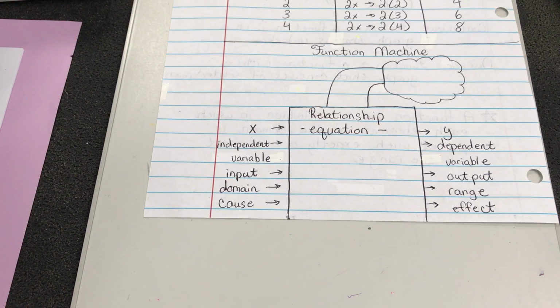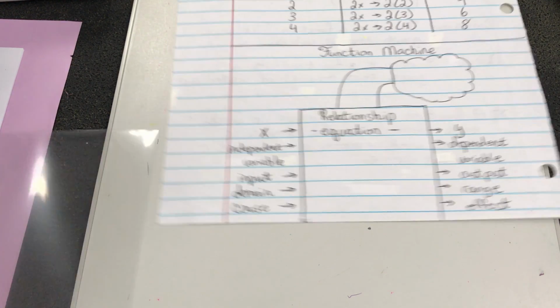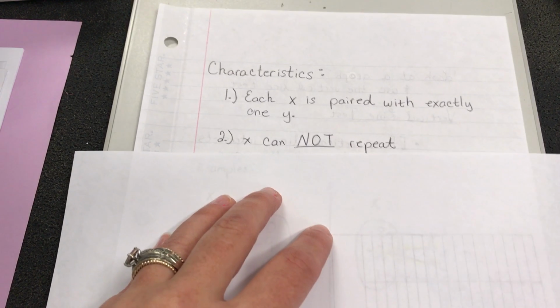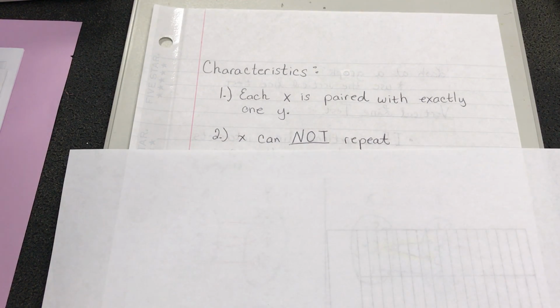Okay? So now let's talk about characteristics of a function machine, or characteristics of a function, I should say. For characteristics, each x is paired with exactly one y, and x cannot repeat. So let's think about this.